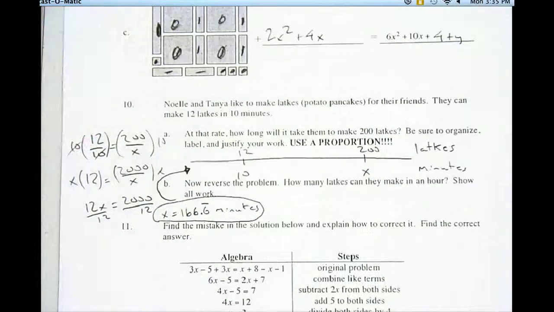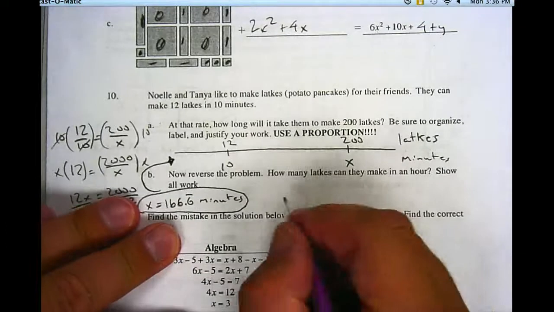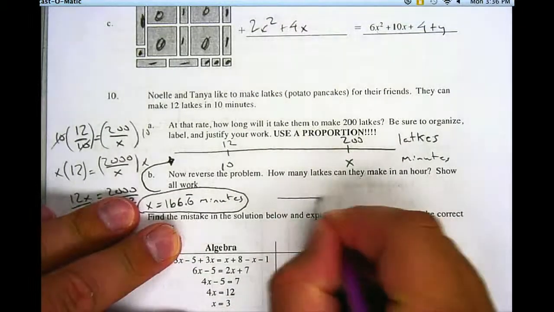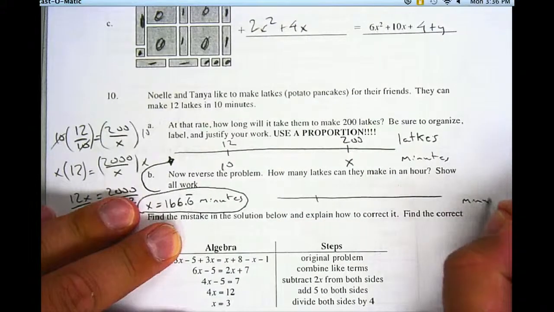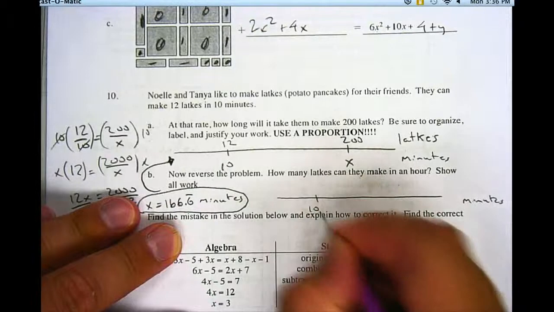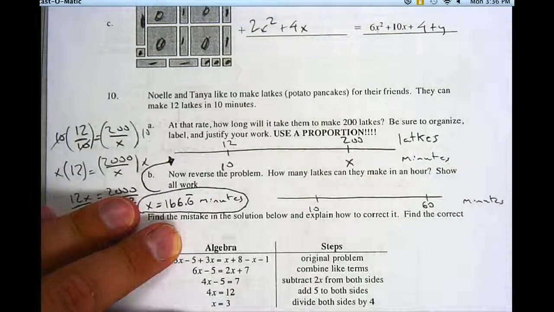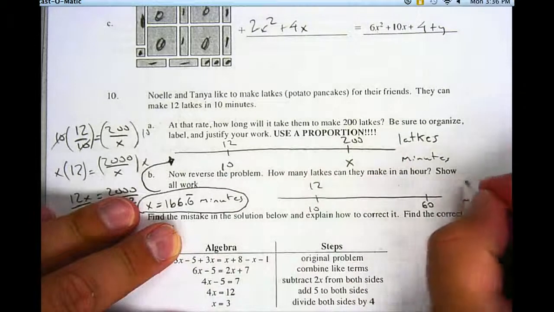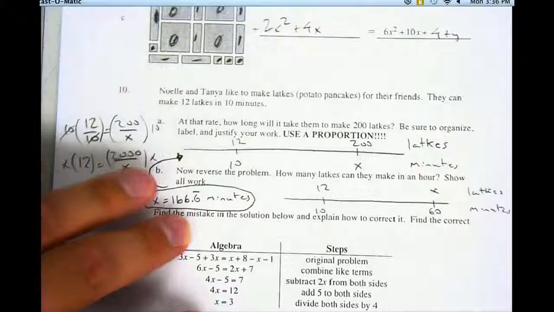But I also have to do B. Now reverse the problem. How many latkes can they make in an hour? Show all the work. So let's do this. So I'll make my same double number line. And my minutes are on the bottom. And I have 10 minutes. There's 60 minutes in an hour. I have 12 latkes, and I'm trying to find that x.